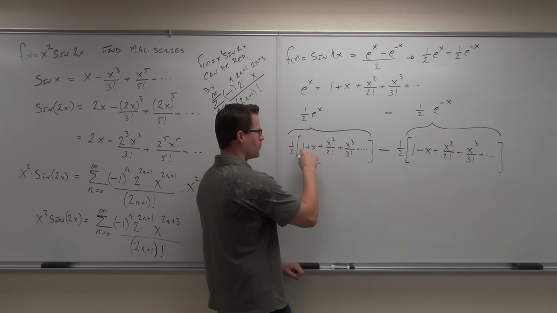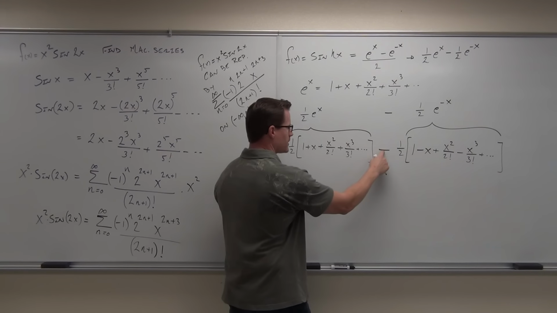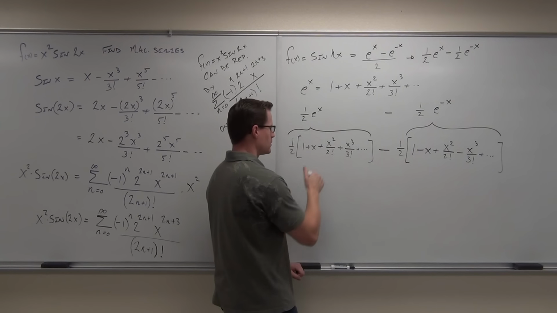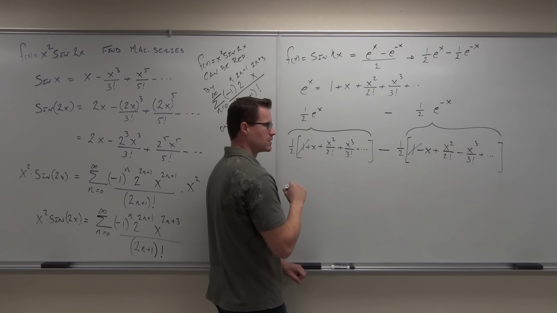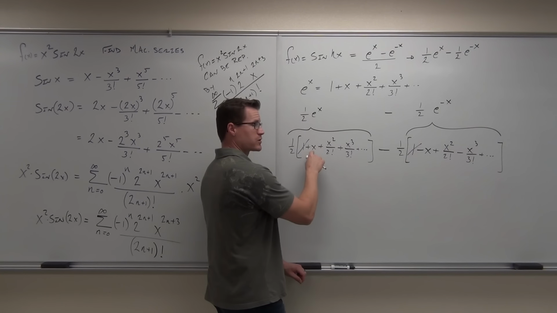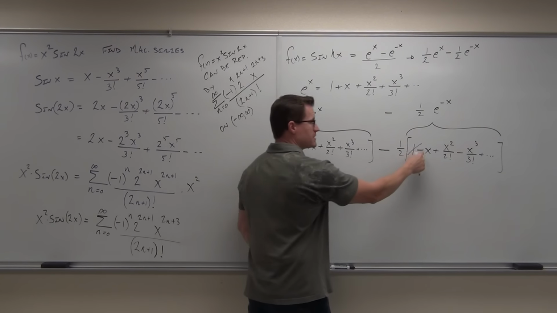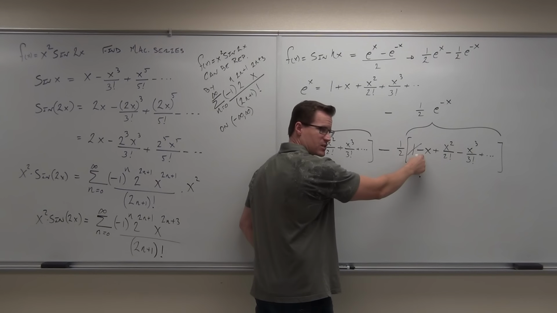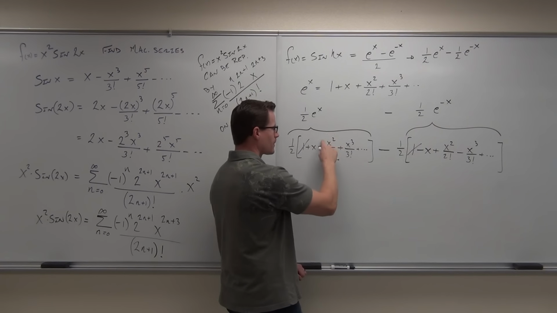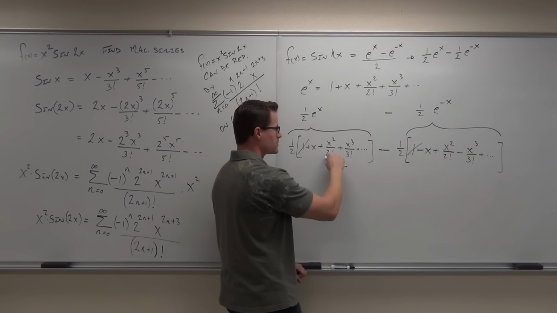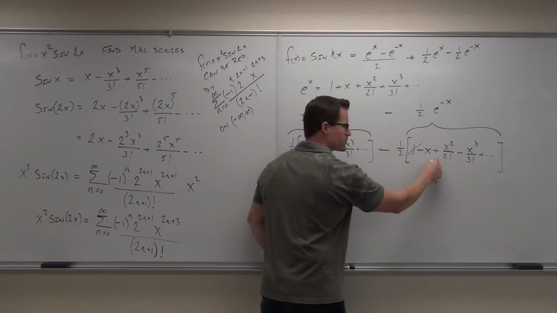What's 1 minus 1? 0. Those are gone. Do you see it? Yep. Now this would be x minus negative x, so that does not simplify because that's going to be x plus x. That would give us 2x. But what's this? Yeah, junk. x squared over 2 factorial minus x squared over 2 factorial.